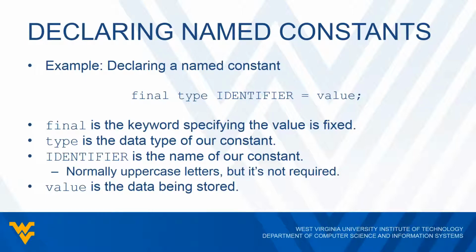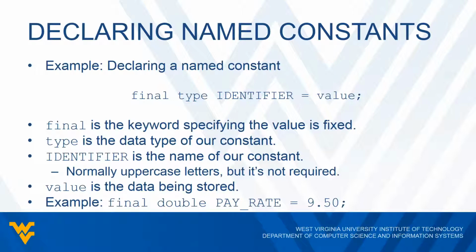So let me give you a complete example. So here we have final double PAY_RATE equals 9.50. So what that means is I create a named constant called pay rate. It's going to store 9.50, and now I'm no longer allowed to make any changes to that constant. And notice that with pay rate, we include an underscore here to simulate a space. As you recall, a space is not a valid symbol in our identifiers. So what we can do instead, if we want to simulate this spacing, is just to include an underscore between the two words. In fact, this is a very common technique, and it makes reading identifiers a lot easier.